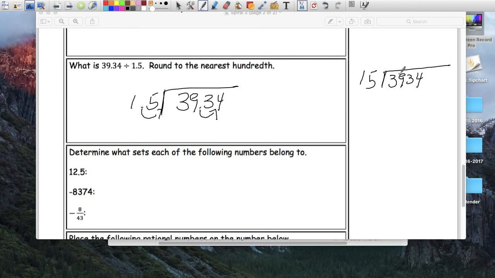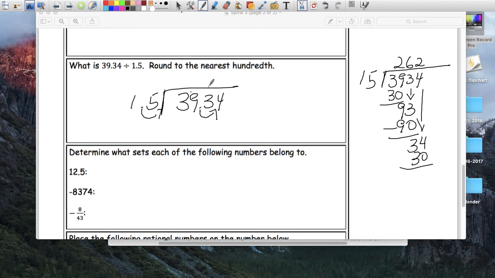39.34. 15 goes into 39 twice. 9 left over, bring the 3. 15 goes into 93 6 times. And that's a 90. Subtract, that's 3. Bring the 4 down. 15 goes into 34 2 times. 30.